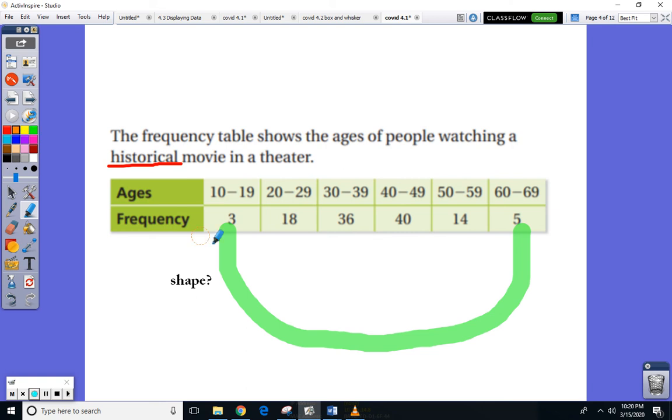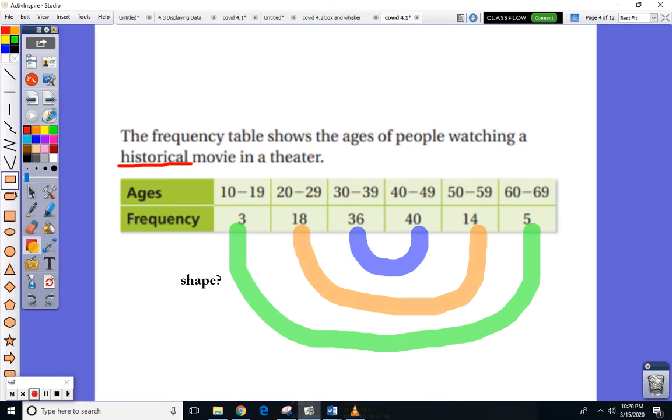Look at the next one coming in towards the middle. 18 and 14. Those are pretty close. And then finally, look at the last one in the middle. 36 and 40. Those are pretty close. So when you graph this thing, if you did, you would have small, medium, large, medium, and then small again. And that thing looks pretty symmetric.